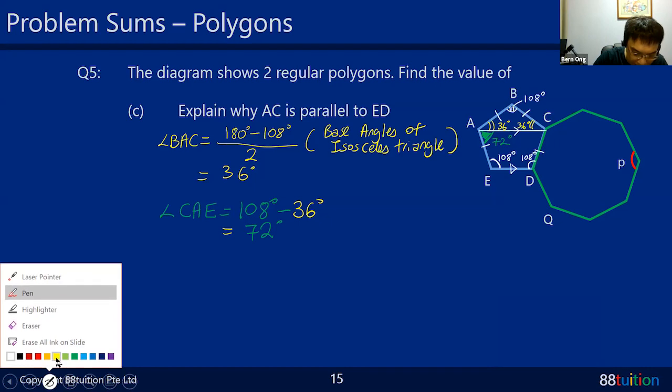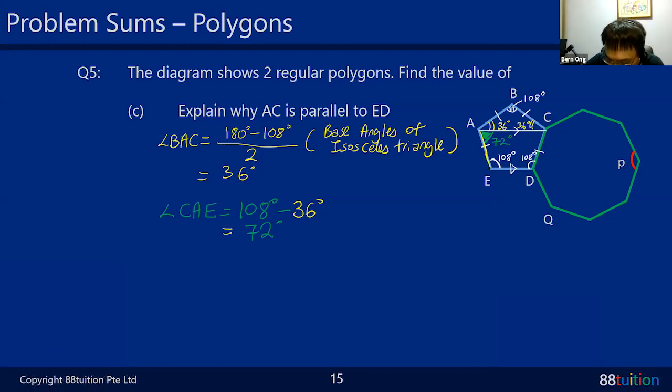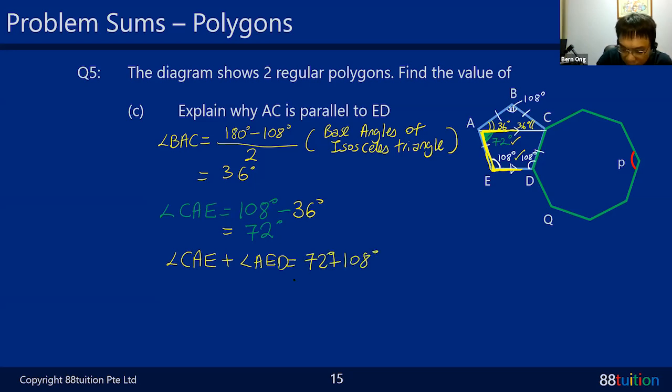Can you see this yellow color portion here? If they are parallel, these two angles must add up to 180. Can you see or not? Is that true? So you can say that angle CAE plus angle AED is equal to 72 degrees plus 108 degrees, which is equal to 180 degrees there.